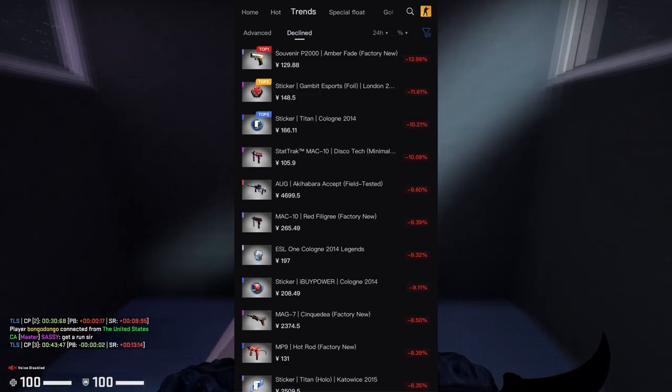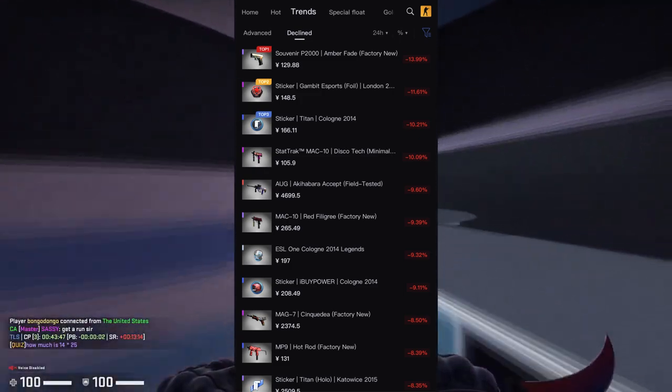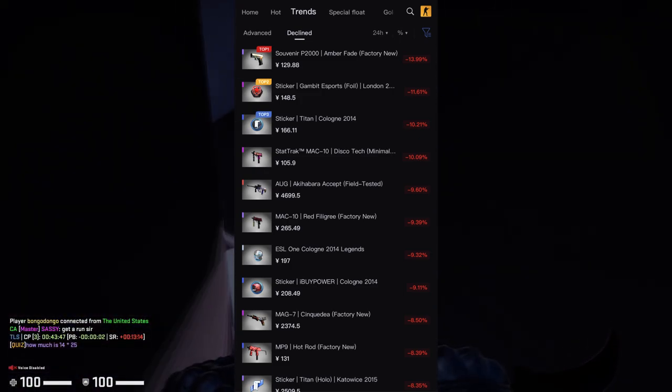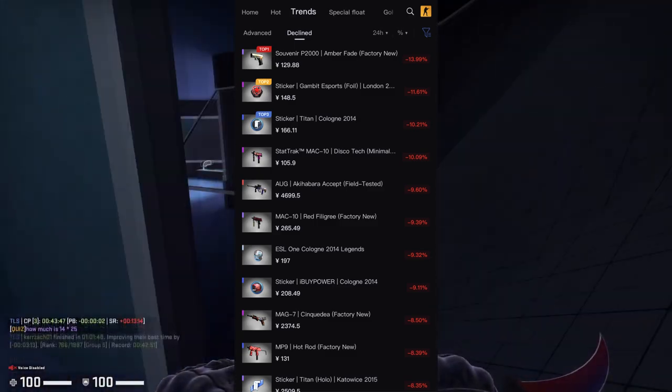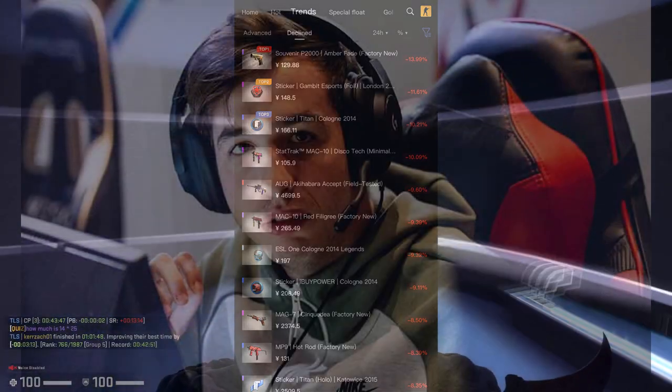But overall, in the long-term price trend of this item, it's probably not going to be too big of a deal, and the Titan will probably see some future success. It's a really good looking sticker, very simple, and does have a very recognizable logo with a very long legacy behind it.